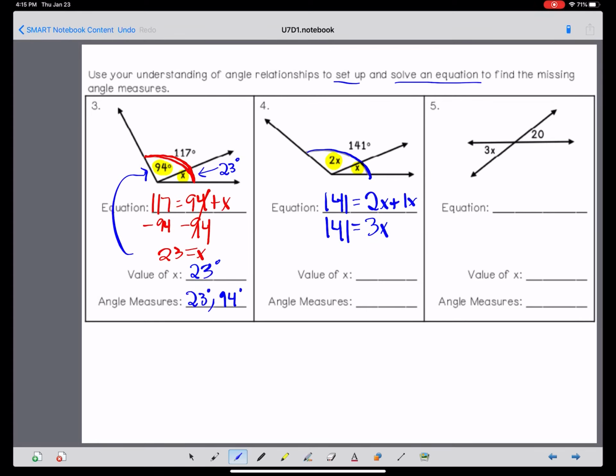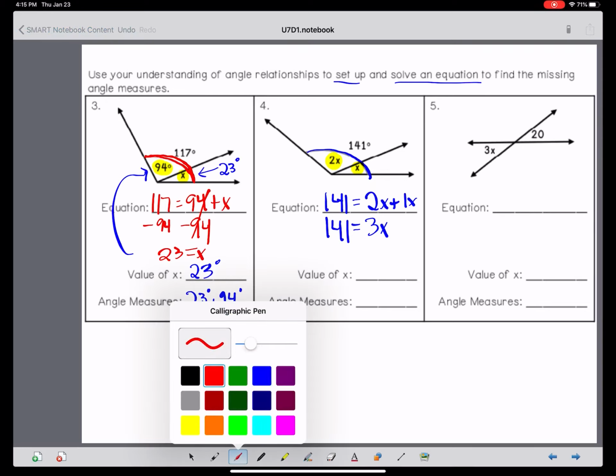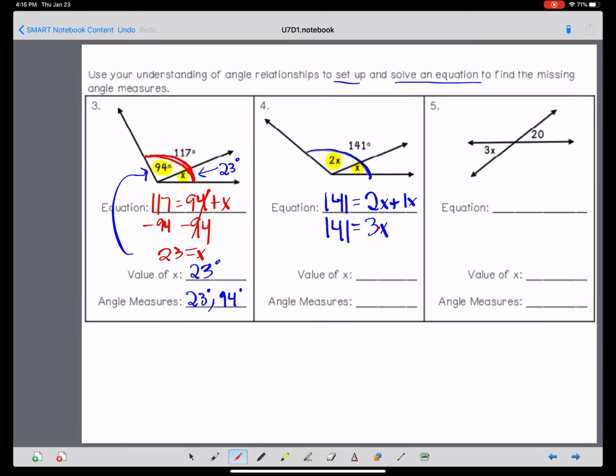Now that I look at my equation, I see that 3 is being multiplied to the x, and I need to get rid of that 3. So I'm going to do the opposite of multiply. I'm going to divide by 3 on both sides to cancel that 3 out, and now I'm just left with x. So 141 divided by 3, I think that gives us 47. Yes, so our x value is equal to 47 degrees. That is this value right here. 47 degrees is our angle for right here.